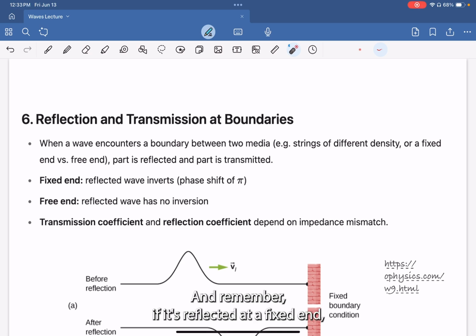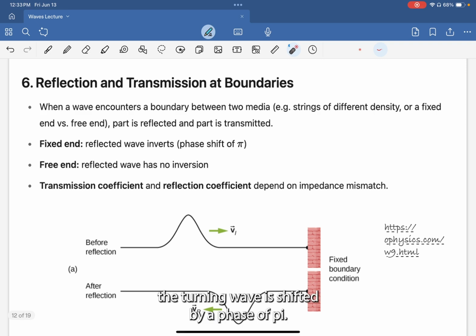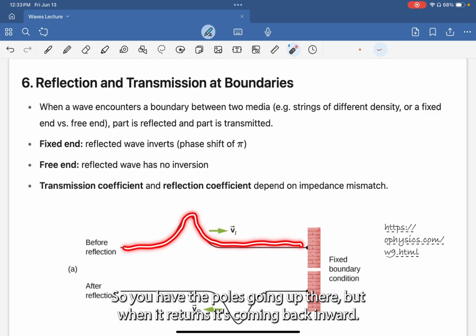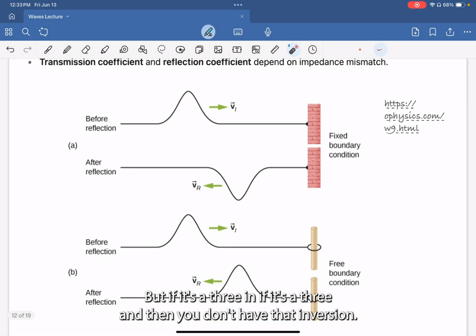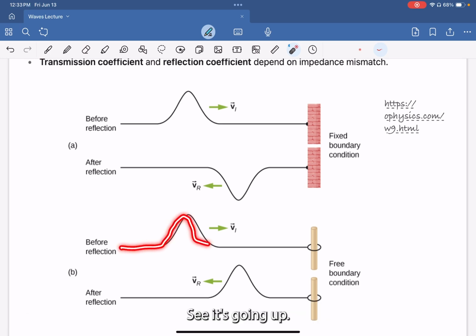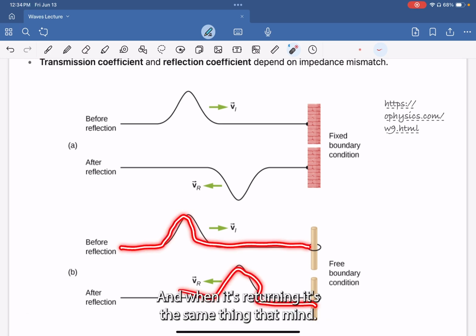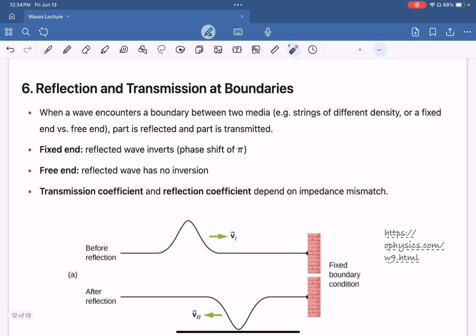Now, remember, if it's reflected at a fixed end, the returning wave is shifted by a phase of pi. That means it's inverted. Look at this. You have the pulse going up there, but when it returns, it's coming back inverted. So that's a fixed end. But if it's a free end, then you don't have that inversion. It's going up, and when it's returning, it's the same. Keep that in mind. And there are quantities called transmission coefficient and reflection coefficient.